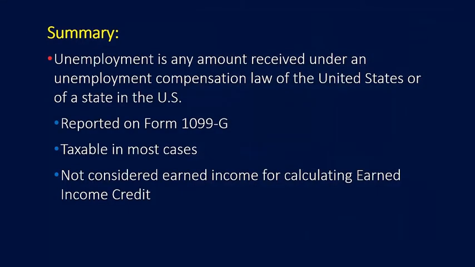So in summary, unemployment is any amount received under an unemployment compensation law of the United States or of a state in the United States. It's reported on Form 1099-G, taxable in almost all cases, and it's not considered earned income for calculating the Earned Income Credit. And we'll talk more about the Earned Income Credit in an upcoming module.